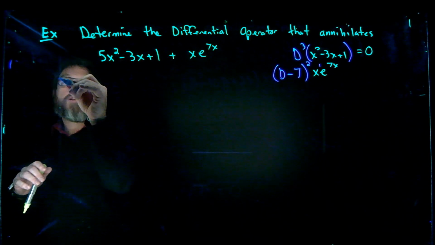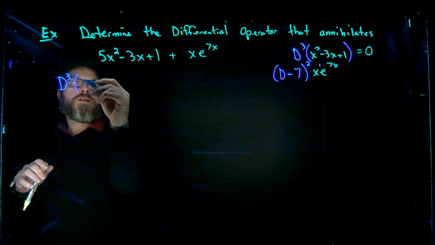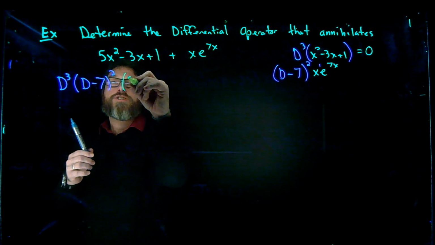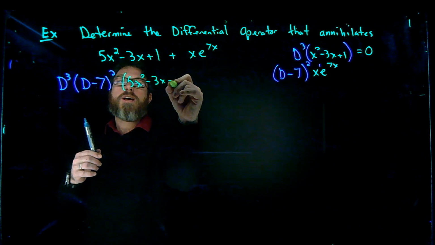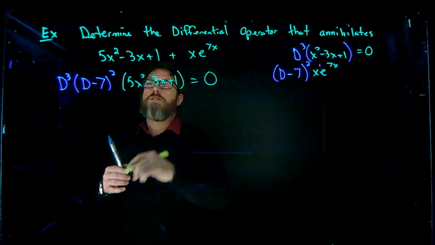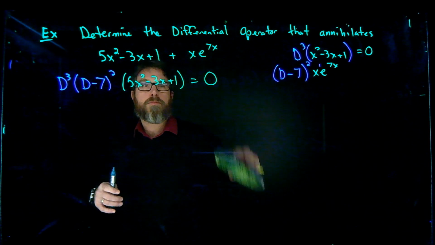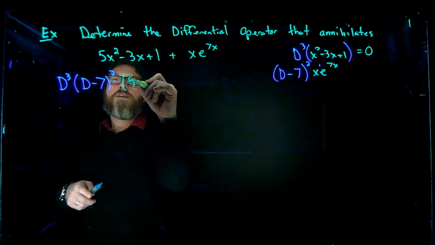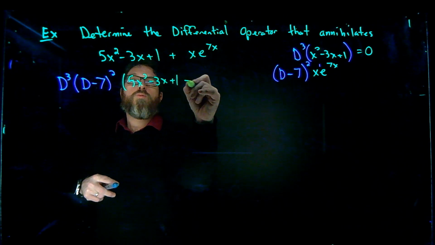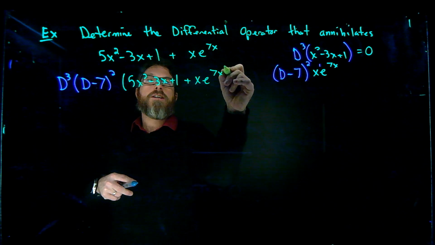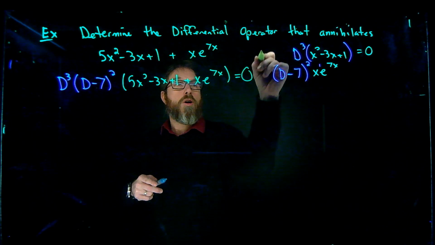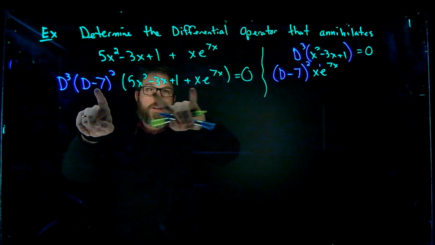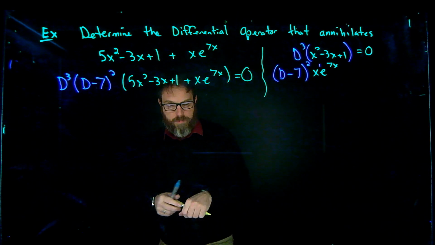If I take D cubed and also D minus 7 squared of this expression, my 5x squared minus 3x plus 1 plus xe to the 7x, this will indeed equal 0, because this annihilates this polynomial, and this annihilates the exponential. Right.